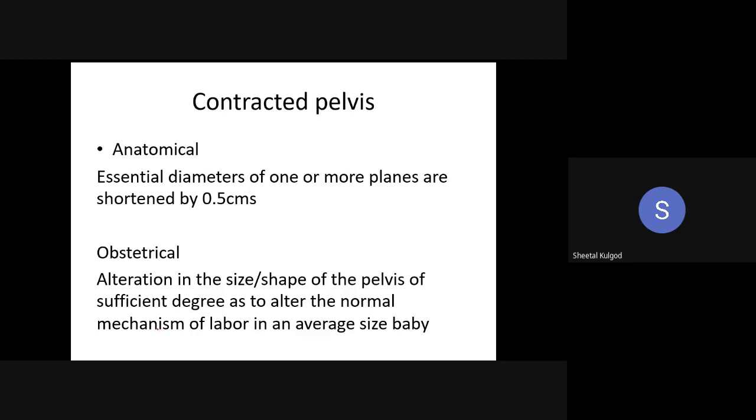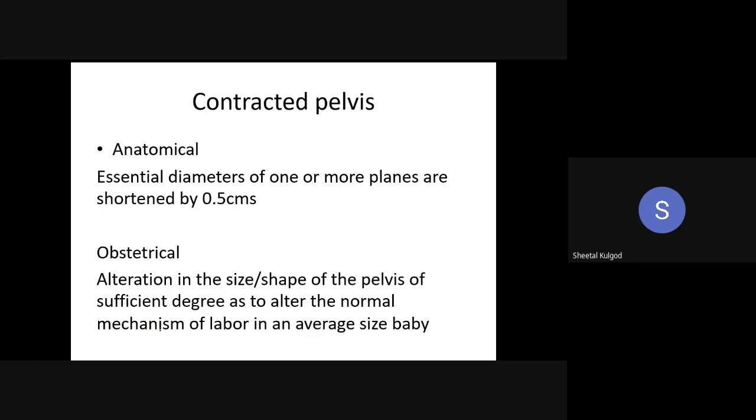Whereas the obstetrical definition of contracted pelvis is whenever, even though the size of the pelvis is normal or the size of the fetal head is also normal, there are certain situations where either there is alteration in the size or the shape of the pelvis, or there is a disproportion in the size of the fetal head.